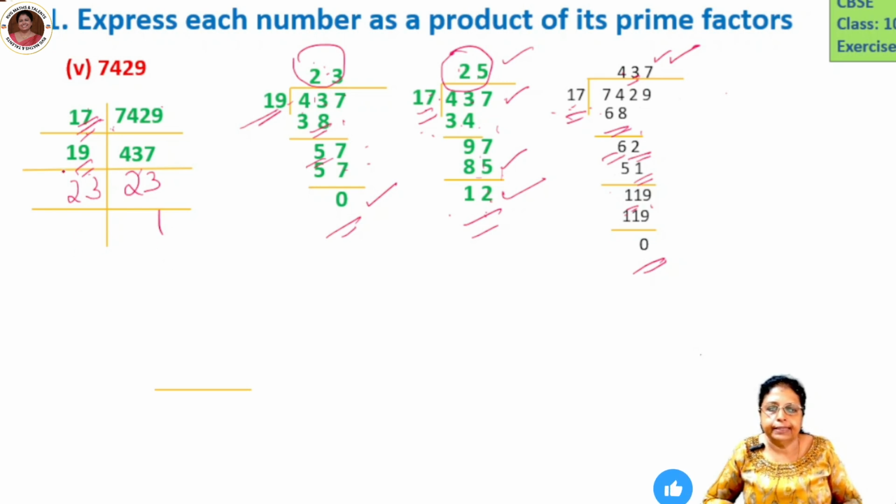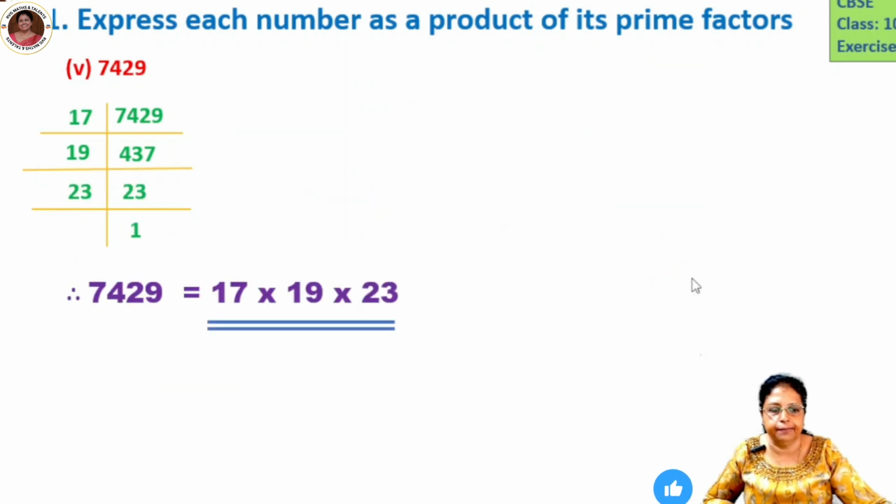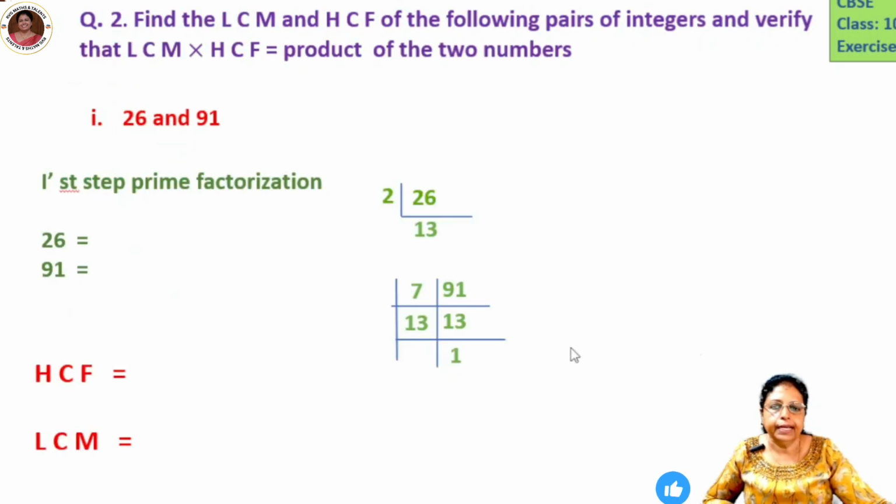Okay. That means 17, 19 and 23 are the prime factors here. So you can write like this: 7429 equal to 17 times 19 times 23. Okay. Those are the prime factors here. Then come to the next question, question number 2.